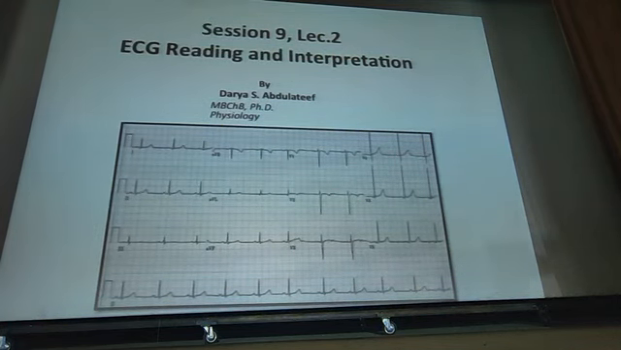So, looking at the interpretation of ECG in clinical practice, what's important in reading an ECG? How can we read the ECG? First of all, you have to know if there is any technical error.